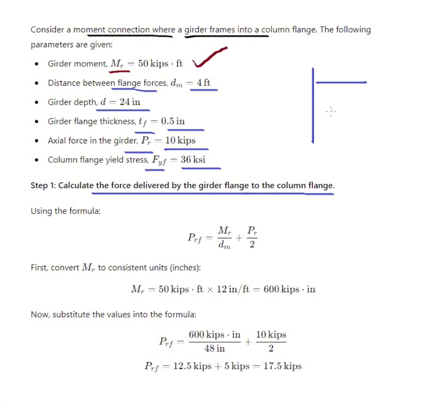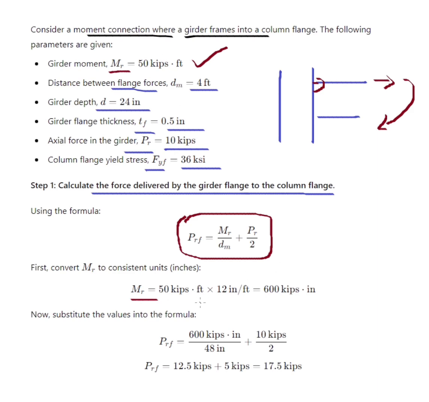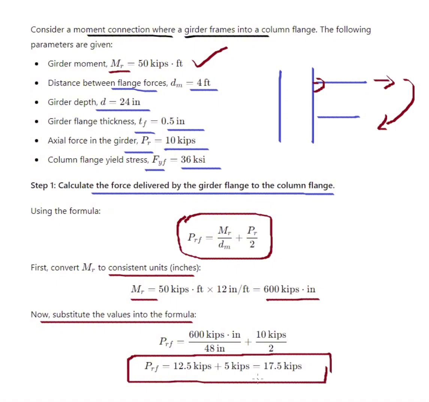We know that this is the girder, this is the column, right? So from the girder flange, how much force is transferred to the column flange, that we are calculating. That is PRF. This is the moment divided by DM, plus axial force divided by 2. So moment is 50 kips-feet, and we are converting into kips-inch, substituting this value 600 by 48 inch, plus 10 kips by 2. So we are getting the force delivered by the girder flange to the column flange is 17.5 kips.